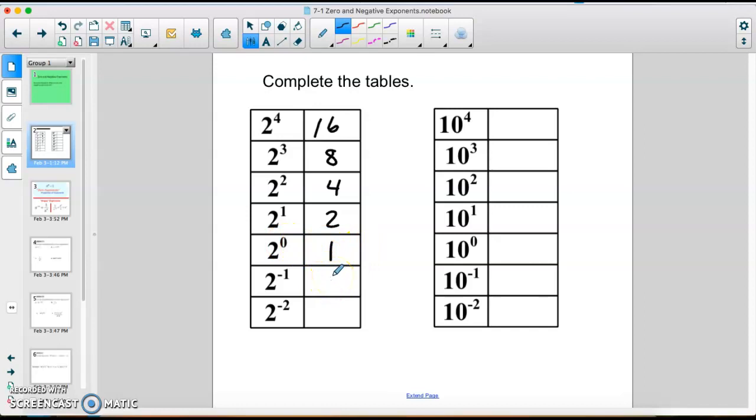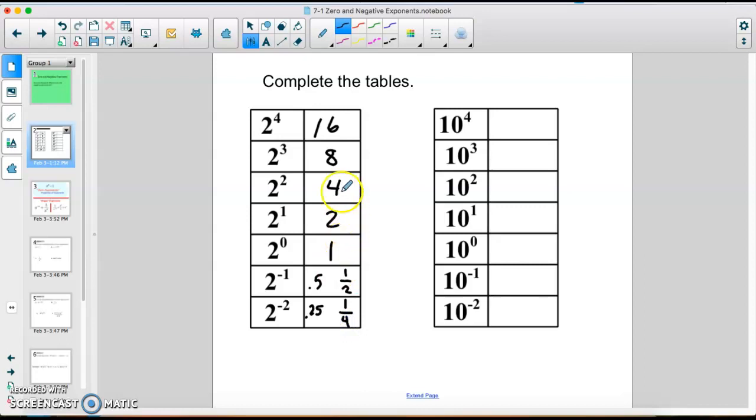All right, now if we do 2 to the negative 1, your calculator might say 0.5, which in fraction form is 1/2. Okay, now if we do 2 to the negative 2 on your calculator, you'll get the decimal 0.25, which as a fraction we know is 1/4.